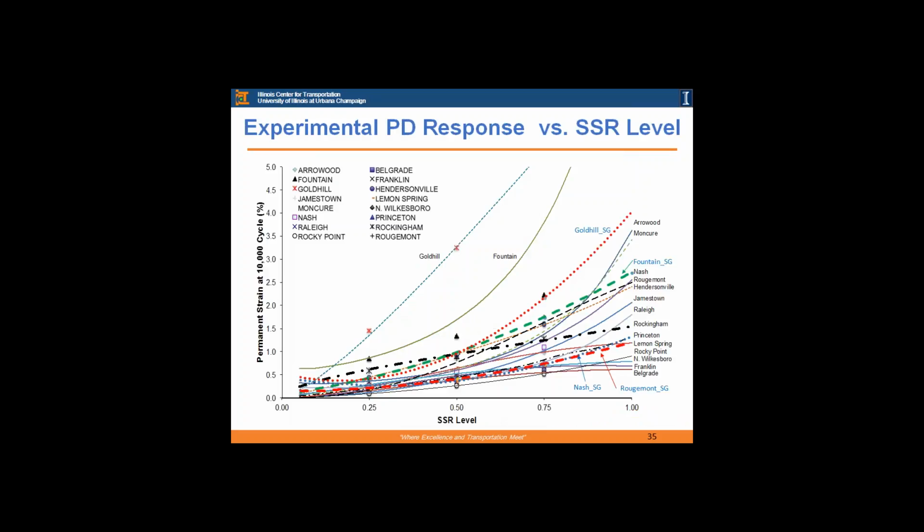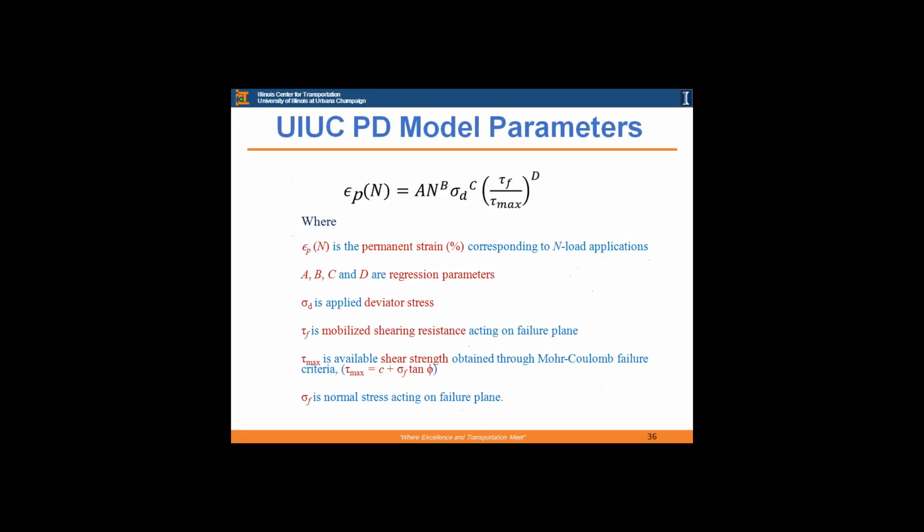Now, this slide actually shows all 20 materials tested, which are the 60 materials at the engineered gradation and the 4 materials at the source gradations. And these are plotted as the ultimate permanent strain at the 10,000 cycles versus the shear stress ratio level. And just paying close attention to the materials that were tested at source gradation. This is Goldhill, for example, lower fines content. We show much lower permanent deformation accumulation. Same thing for fountain here, the green curve, and similar level for Nash and Rougemont.